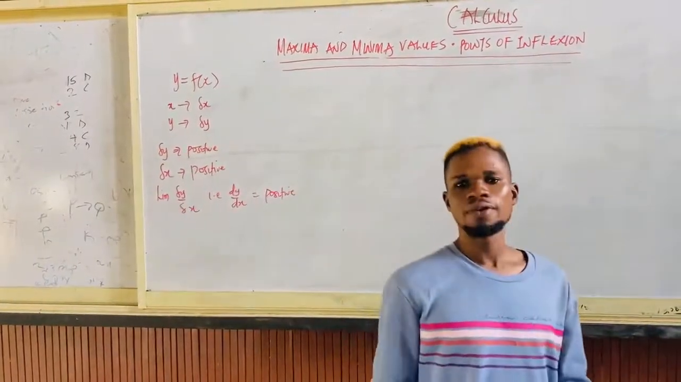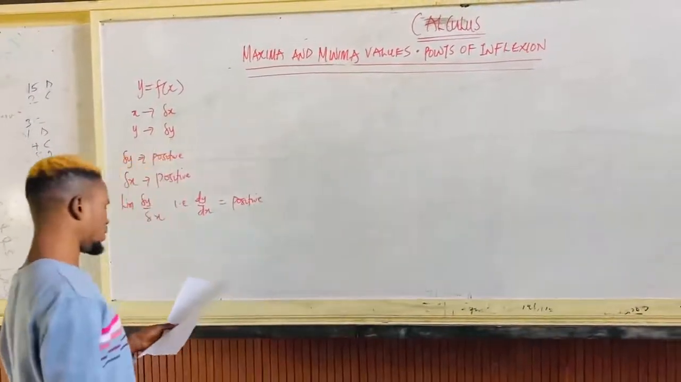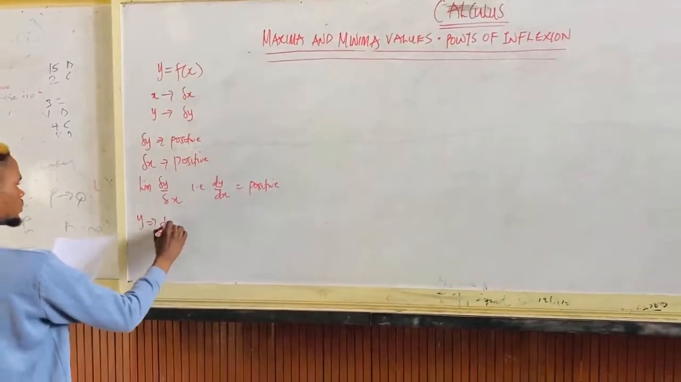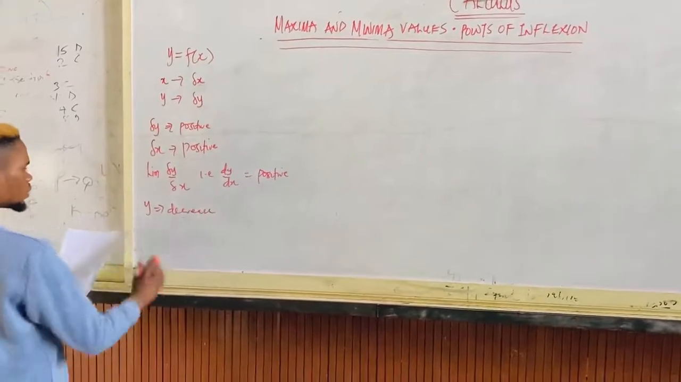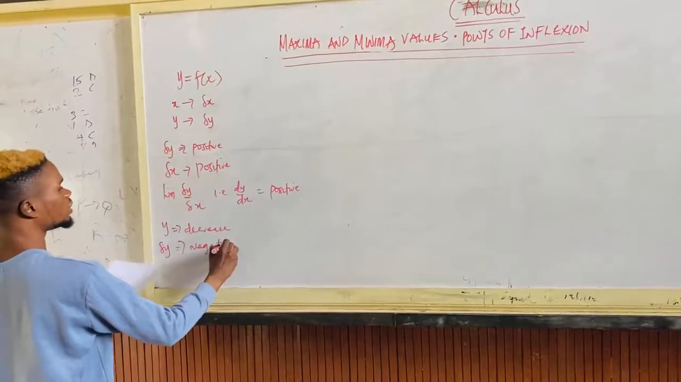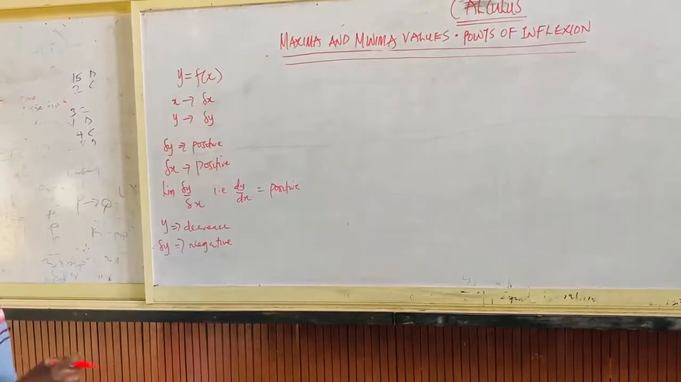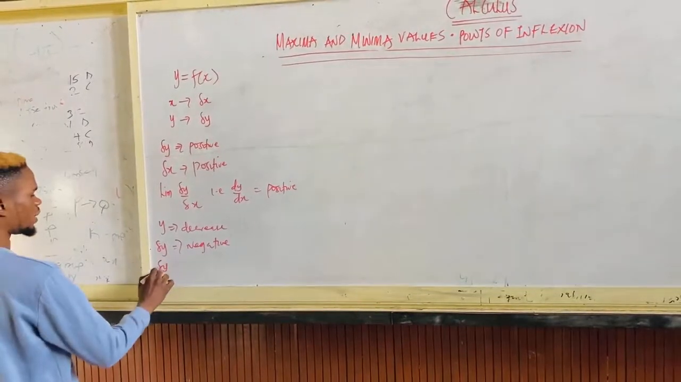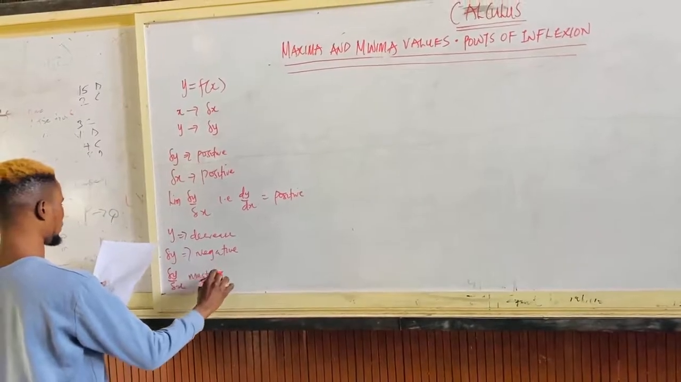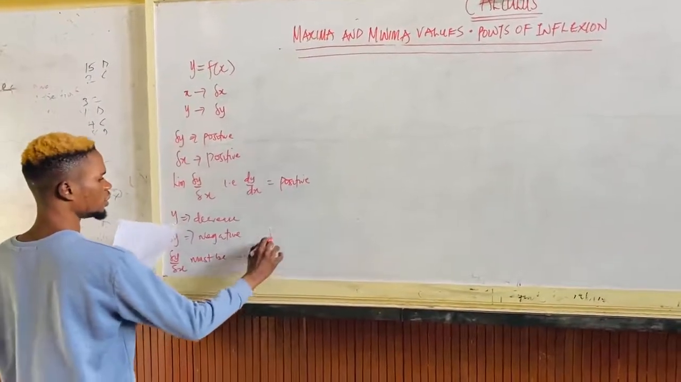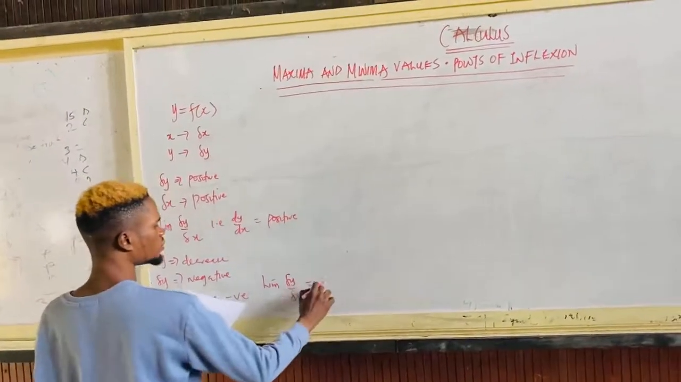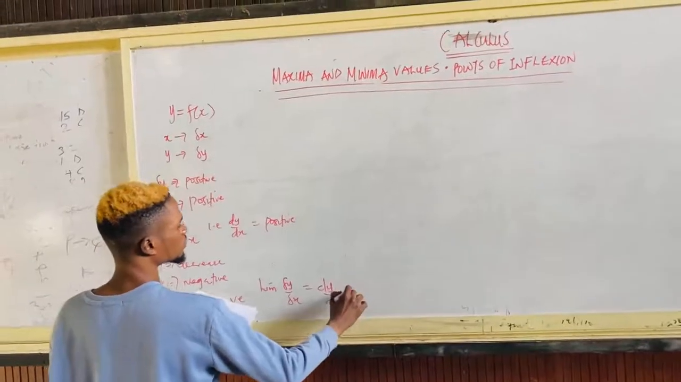Now also, if y is decreased, our del y must be negative because it is decreased. So the rate of change of the increment of y with that of x, that's del y over del x, must be negative. So the limit of del y over del x, which is equal to dy dx, must be negative.